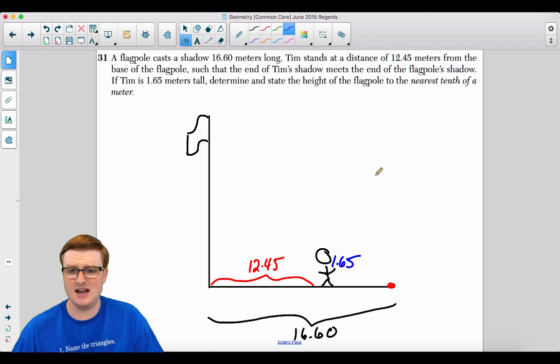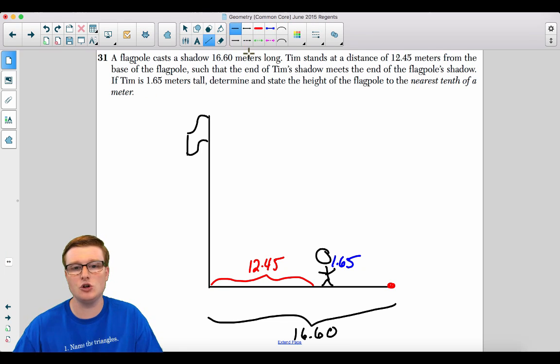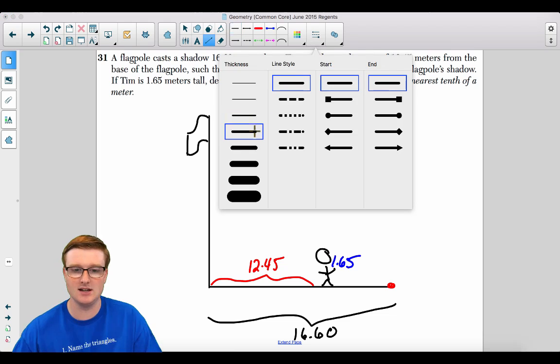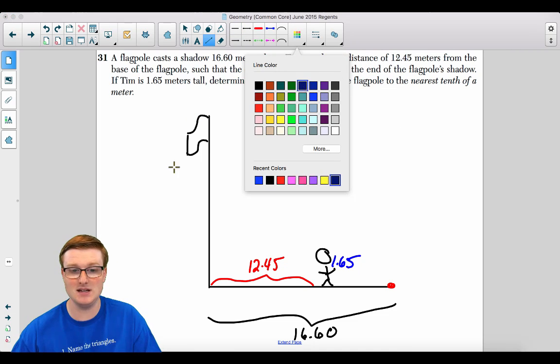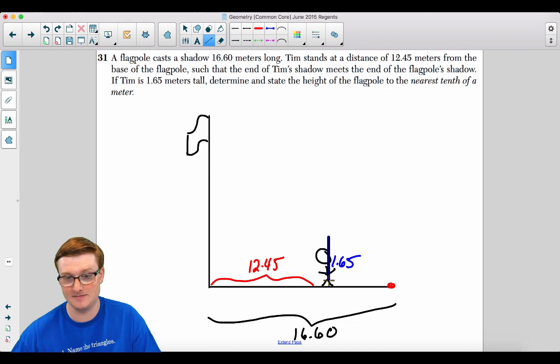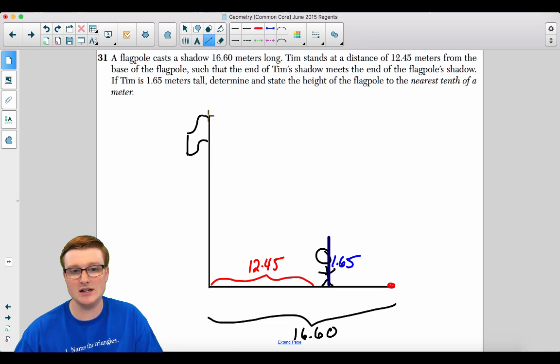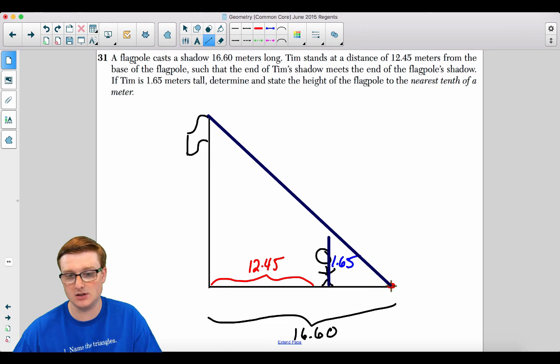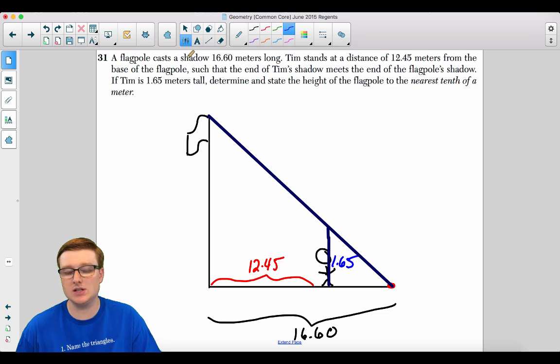Well, this diagram is not helping me much, is it? Nope. Well, we need to figure out, what does Tim's height represent? Well, Tim could be drawn, and I know that this is pretty mean to say, but Tim could be a line. And what I'm going to do here is watch how I do this, folks. These two things here, I just created two similar triangles.